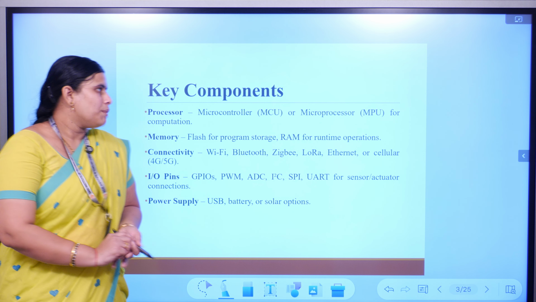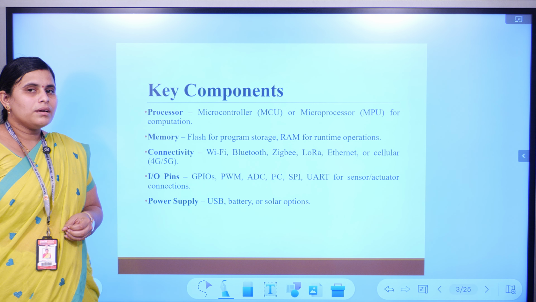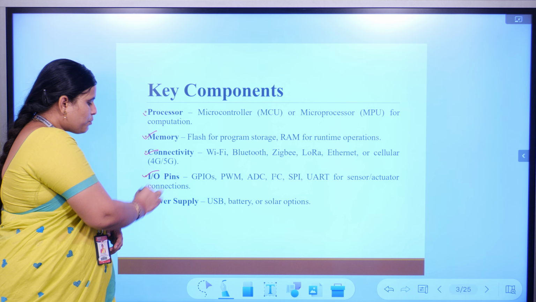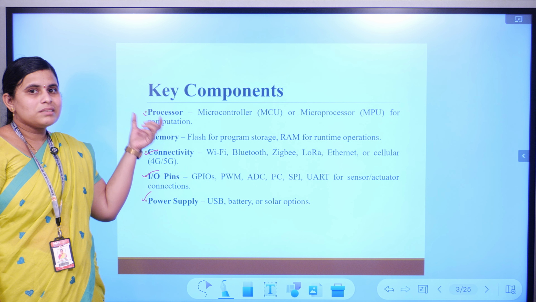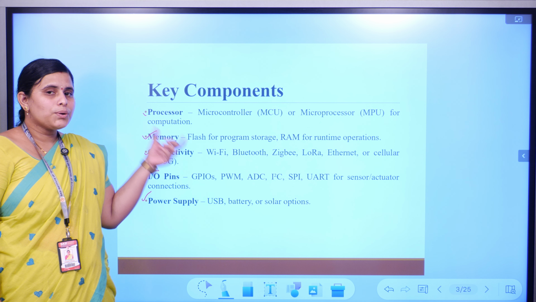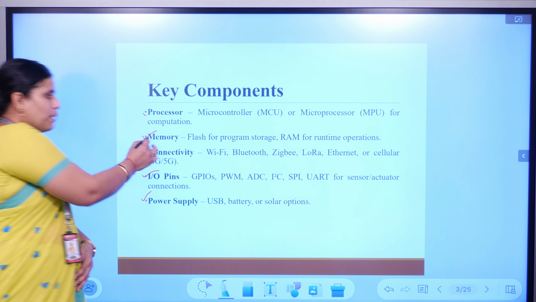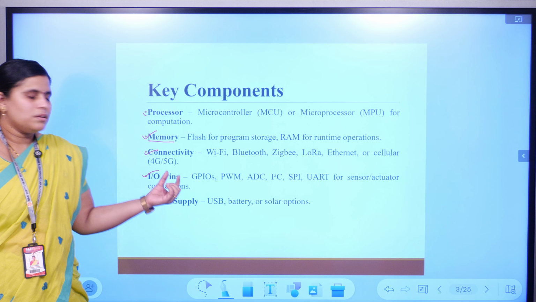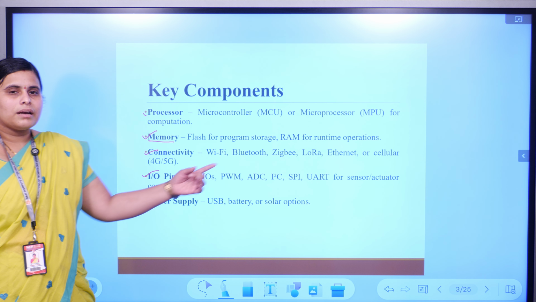Coming to the key components of an IoT development board, we have processor, memory, connectivity, input-output pins, as well as power supply. The processor is the brain of any system. It controls the operations and performs the task. Coming to the memory, here we can store the information and process the instructions. For the memory, we have flash for program storage and RAM for runtime operation.